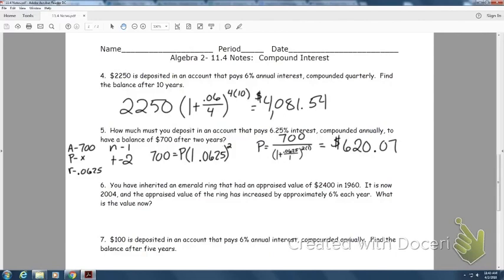Alright. Isaac, will you read number 6 for me, please? You have inherited an old ring that had appraised value of $2,400 in 1960. It is now 2004 and the appraised value of the ring has increased by approximately 6% each year. What is the value now?